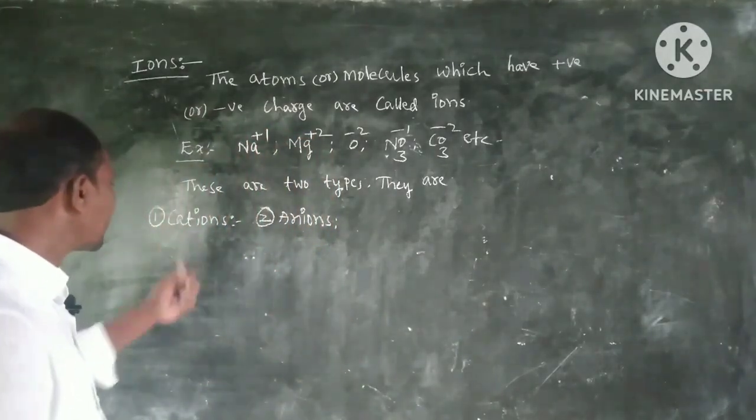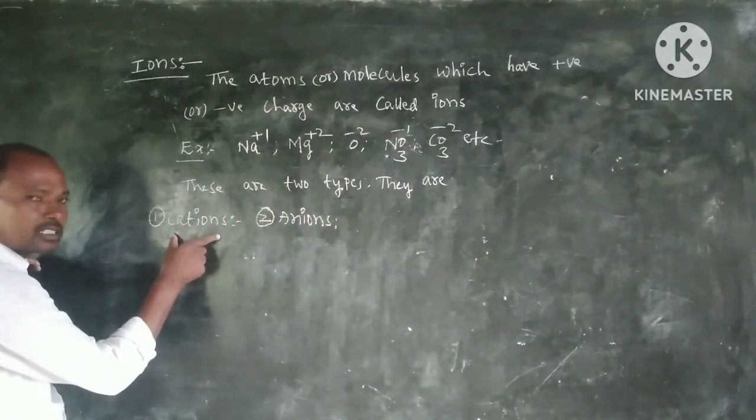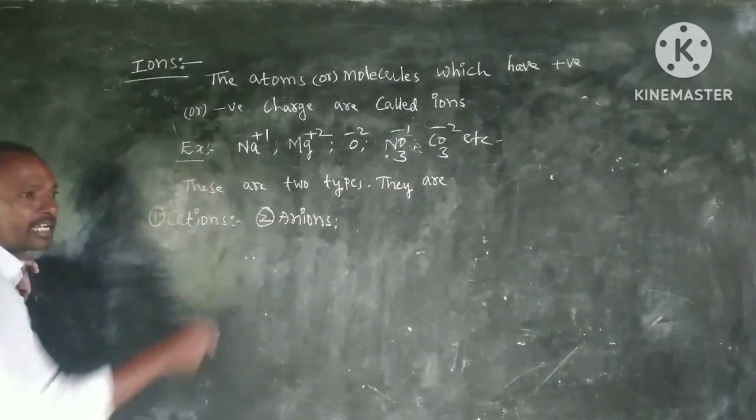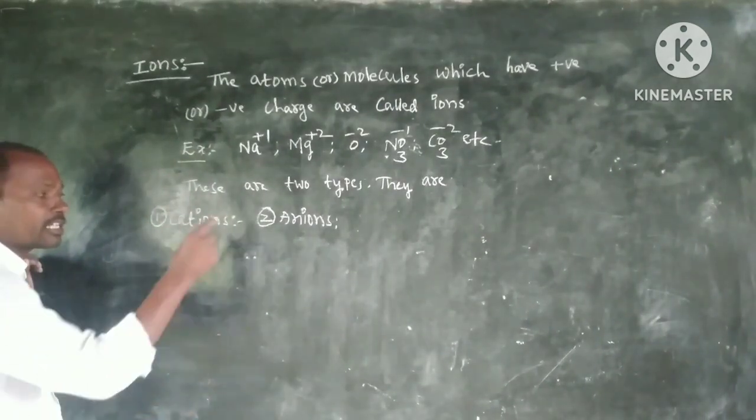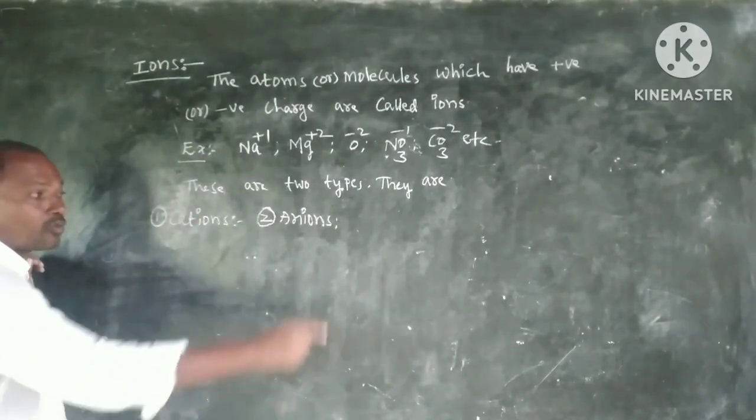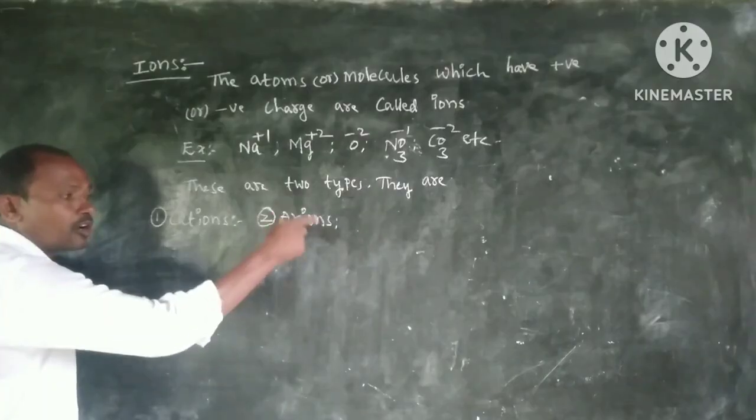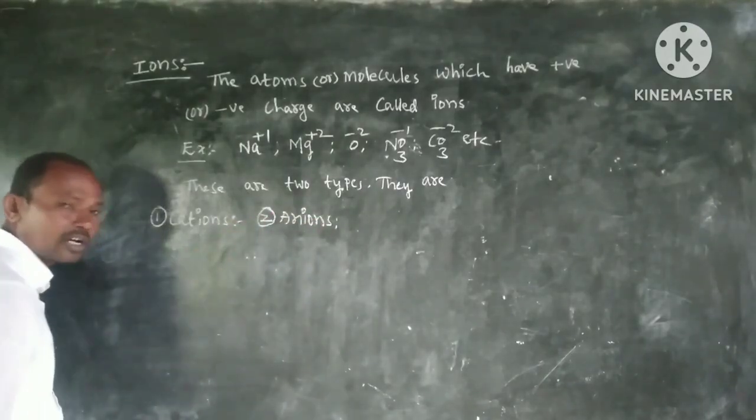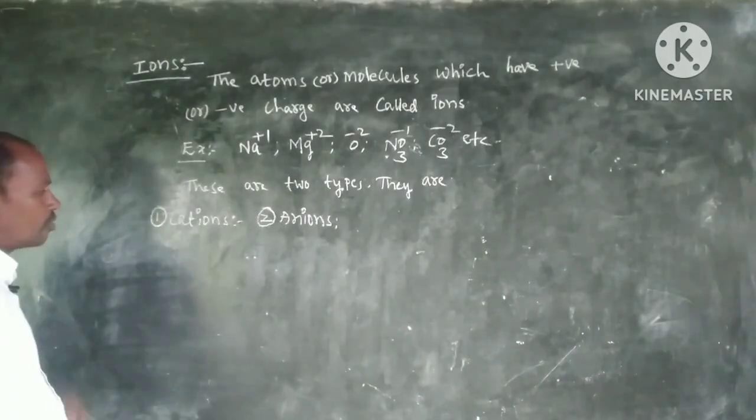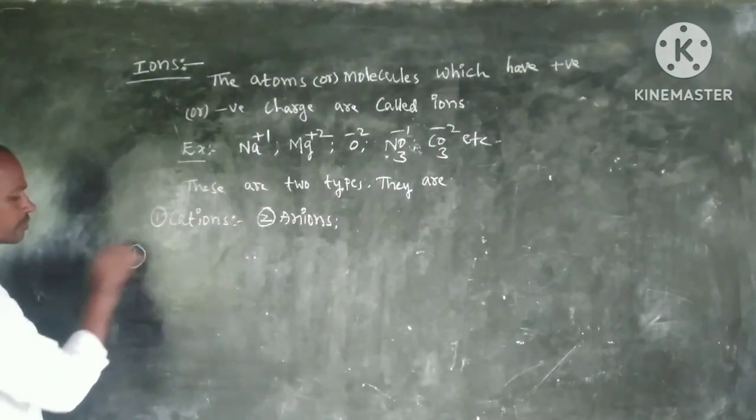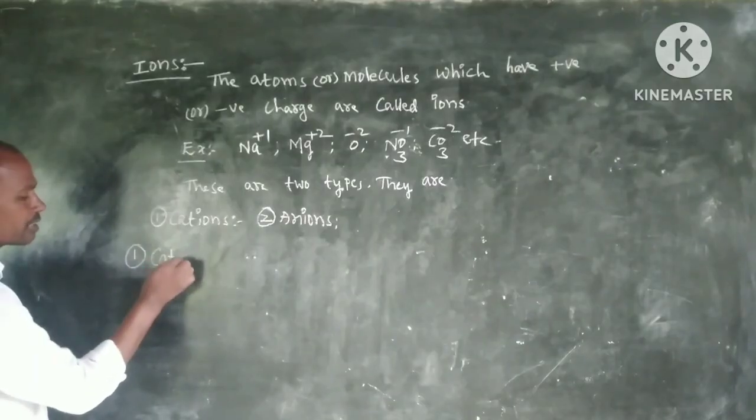First, we will take the cations. What are cations? How are cations produced? And the calculation of electrons present in cations. And what are anions, how are anions obtained, and the calculation of electrons in anions. Okay, first we will take cations. What are cations?